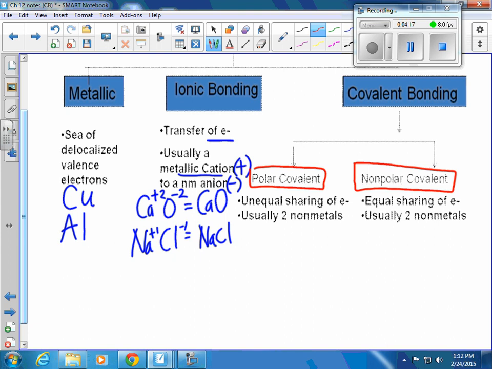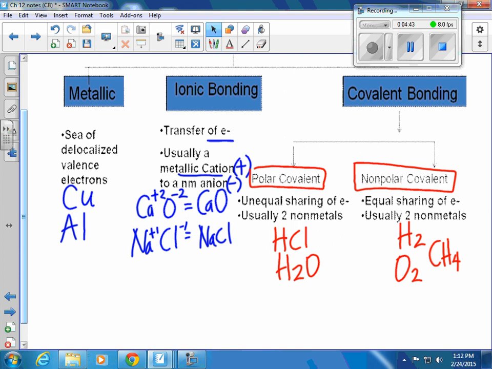And if we take a look at both of these, they have unequal sharing, usually two nonmetals. So hydrochloric acid, we've used that in class, or plain old water would be considered a polar covalent bond. And then for covalent bonding, we talked about hydrogen, oxygen, any of the diatomic gases. CH4 you can add here. We'll talk about that one also, and as to why it's going to be nonpolar.